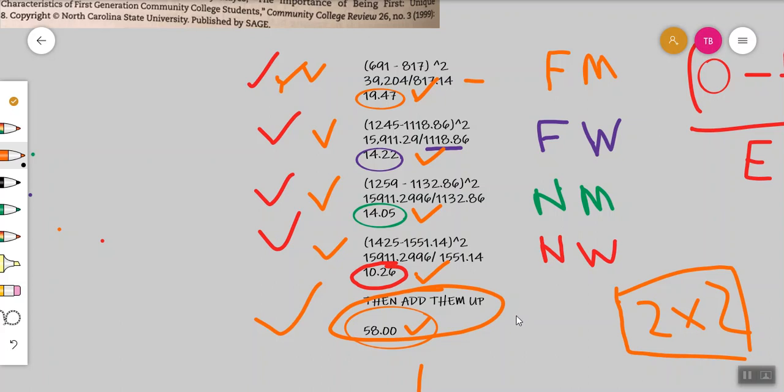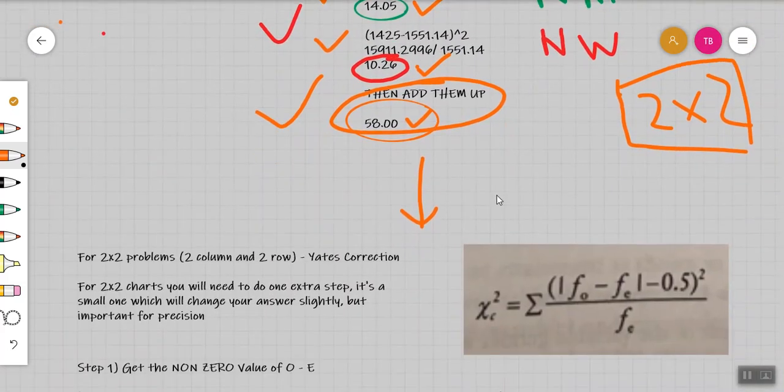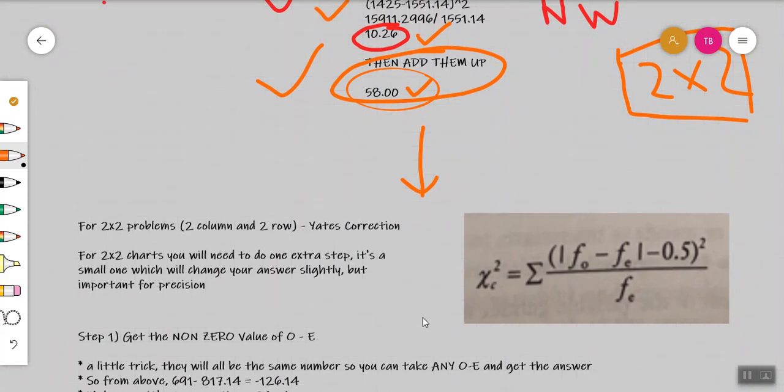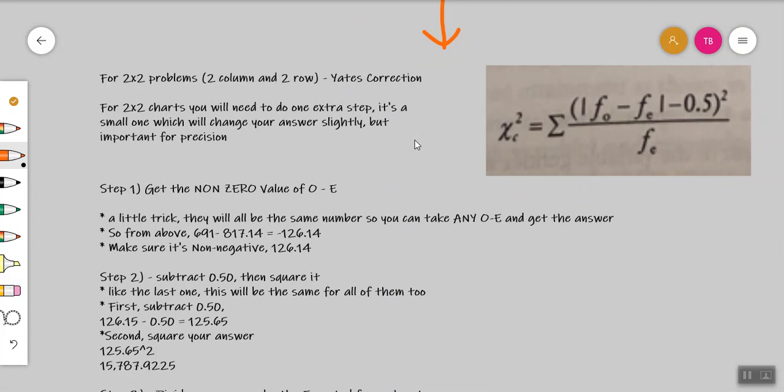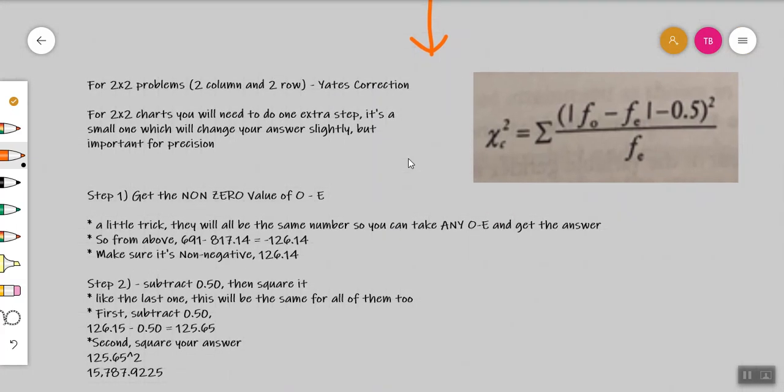So on your homework, if you have one that is not a 2 by 2, you can go ahead and skip this step and go immediately to the final step of looking it up on the chi-square chart. Okay. So this one's actually really easy. It looks complicated right here, but essentially you've already calculated most of these numbers. And this is called the Yates correction, and it's only for 2 by 2s. So it's very similar to what your original number was, and most of the time it's going to be very, very close to the same answer.